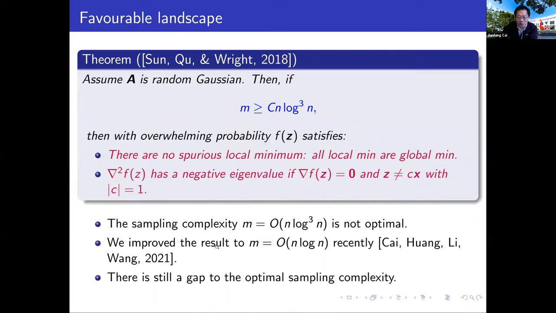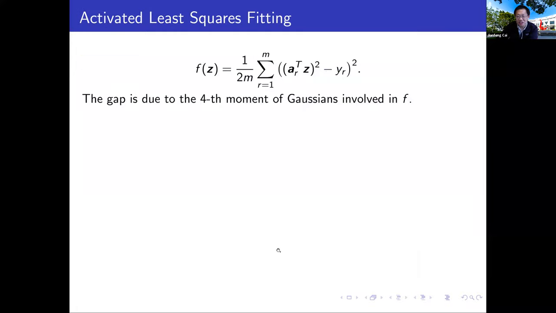We tried to improve their result to order n, but we failed. The best result we can obtain is only M equals order of n log n. So there is still a gap to the optimal sampling complexity. So now there is a natural question: can we modify this f such that M of order n implies a good landscape of the non-convex optimization? Yeah, actually, the answer is yes.